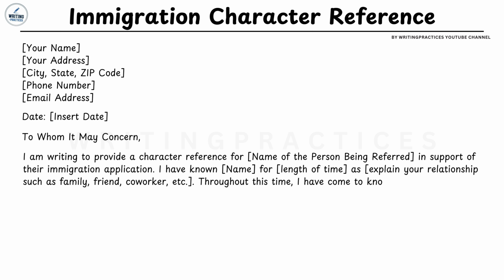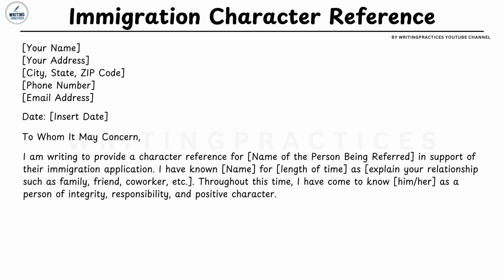For example, you might say, "I am writing to provide a character reference for [name] in support of their immigration application. I have known [name] for [insert time] as [explain your relationship]." Make sure to be clear and specific here. It adds weight to your recommendation.